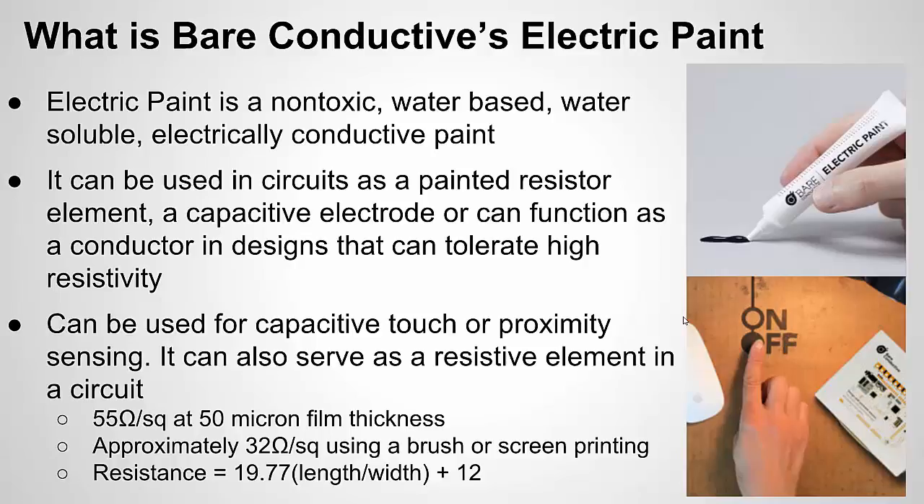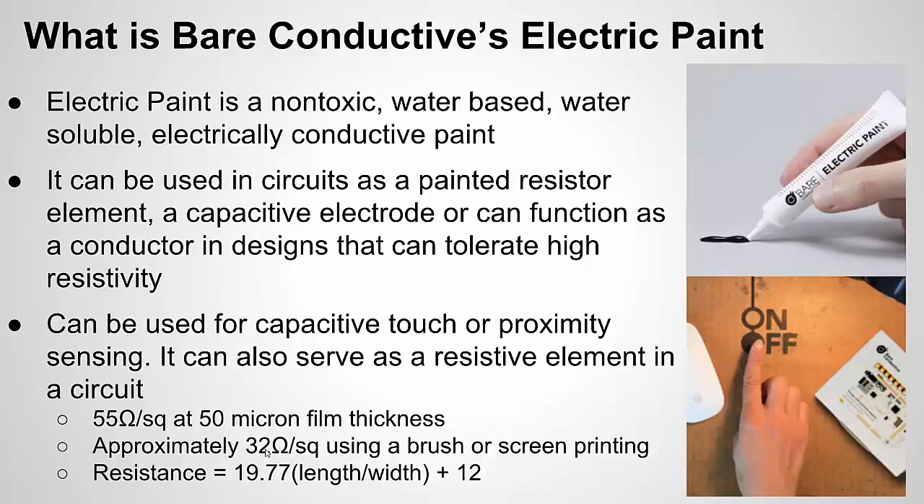So what is Bare Conductive's electric paint? This is something I've been excited to get my hands on. It's essentially what it says it is. It's a conductive paint, but it's important to note that unlike copper or aluminum, it's not a very low resistance conductor. You can almost assume when you're working with copper that its resistance is almost zero. Here, this actually has a very noticeable amount of resistance, and you can see some of the resistance specs that I grabbed off the data sheet. But we're going to use this resistive property of the electric paint for our strain gauge concept.